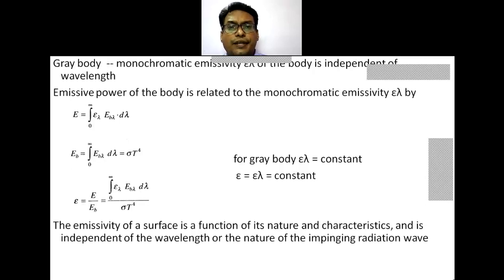Then there is a gray body, when the monochromatic emissivity of the body is independent of wavelength. So it is not a function of wavelength, and only epsilon will be there. The emissive power of a body is related to the monochromatic emissivity epsilon lambda by the given formula. So the emissivity of a surface is a function of its nature and characteristics and is independent of wavelength or the nature of the impinging radiation waves.